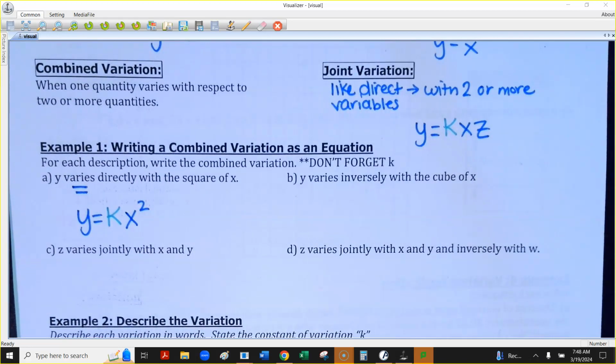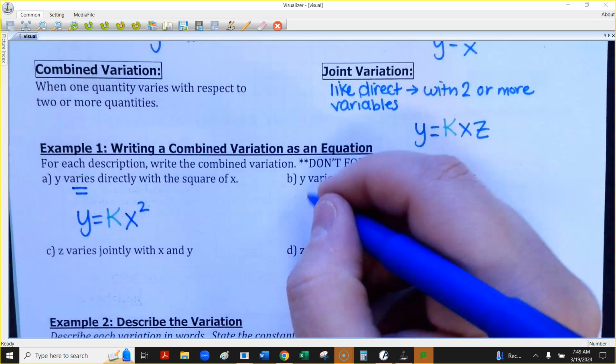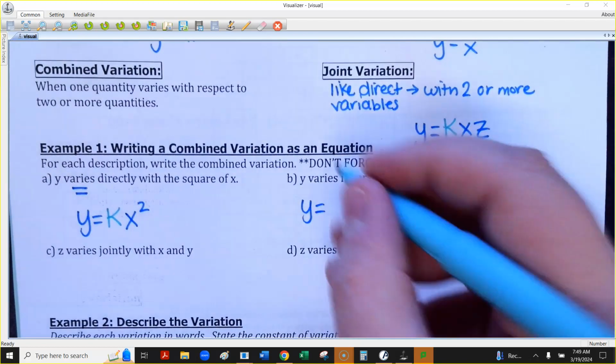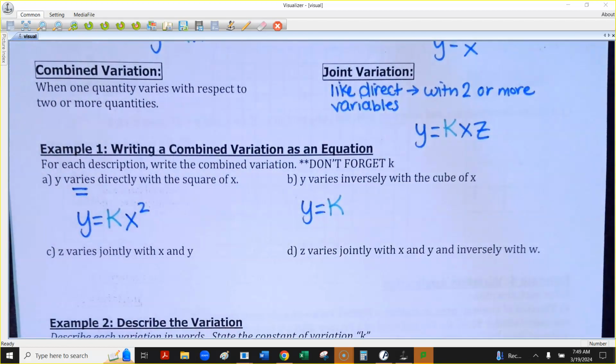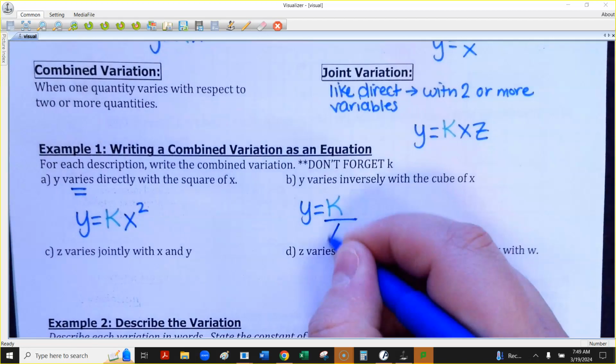Now, if we do an inverse, that is the next one. It says y varies, so I'm going to write y equals, and then automatically put a k in there. Again, we're not going to solve, we're just going to set this up. Now it says inversely, so immediately when I see inversely, I'm going to put the k and underline it, because I'm going to put whatever variable follows underneath the k value. An inverse variation is going to be dividing by whatever variable follows. And that says inversely with the cube of x. How would you write the cube of x? x cubed, right? x to the third.